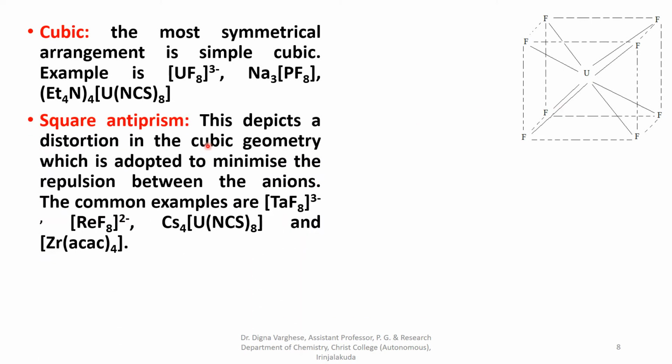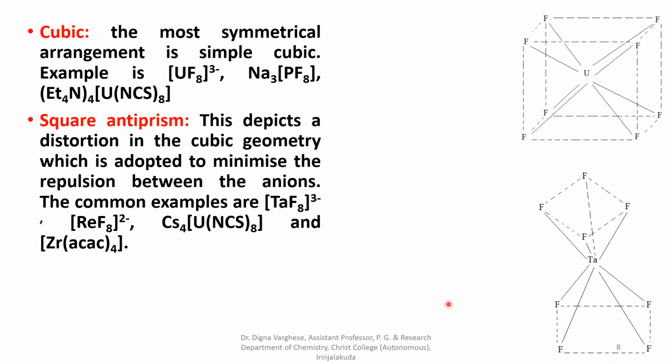Second one is the square antiprism. This depicts a distortion in the cubic geometry which is adopted to minimize the repulsions between the anions, that is ligands. The common example is TaF8 3-, that you can see here. It is a square antiprism.